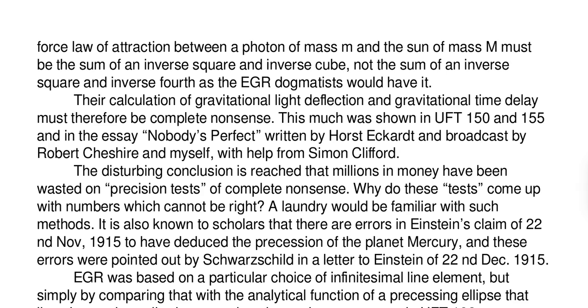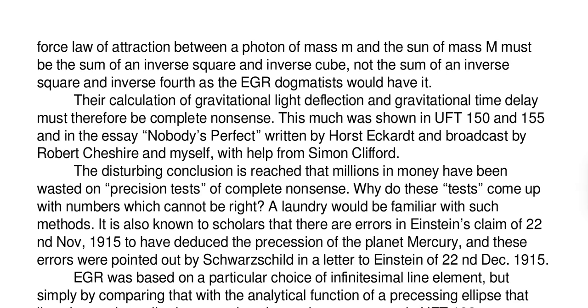This much was shown in UFT 150 and 155, and in the essay Nobody is Perfect, written by Horst Eckert and broadcast by Robert Cheshire and myself, with help from Simon Clifford. It was translated and broadcast by Alex Hill in Spanish. The disturbing conclusion is reached that millions in money have been wasted on precision tests of complete nonsense. Why do these tests come up with numbers which cannot be right?